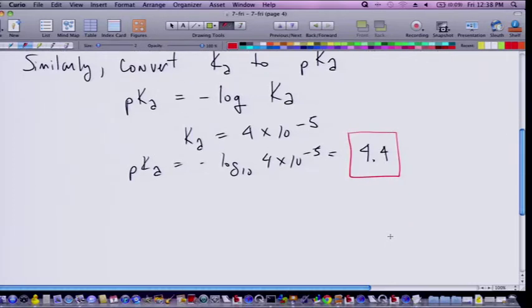I didn't even use appropriate significant figures. I should have done that based on what I've told you before. Let's just put that there. Okay, now we have good significant figures. But in any case, it's 4.4.